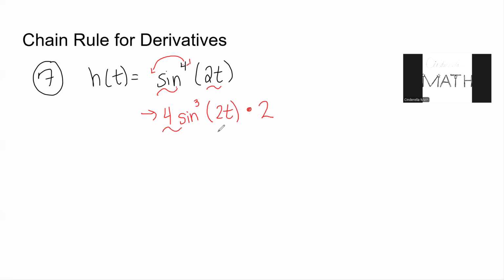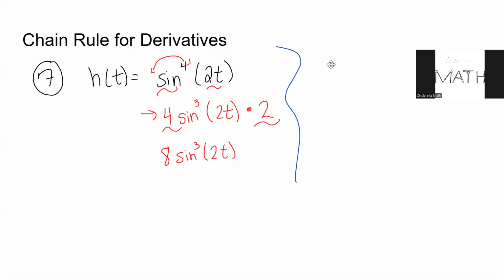Okay. I would be more tempted to not, and then just go ahead, pop the 4, keep the sine, subtract 1, so that would be cube, keep the inner function the same, times the derivative of the inner, so 2. And then just clean that up. 4 times 2 would be 8 sine cube 2t.